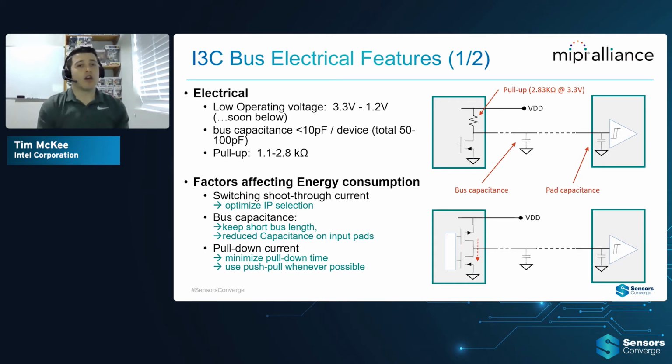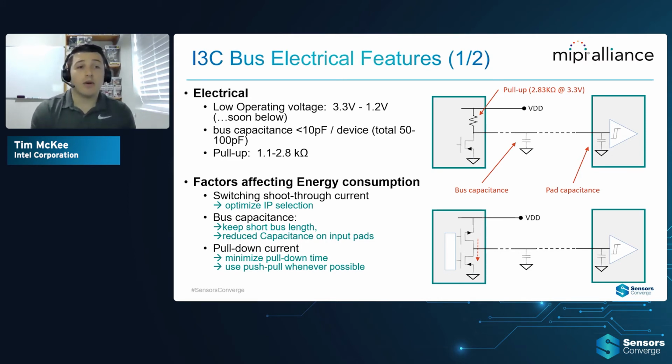So if we talk about some of these I3C bus electrical features, why is it so efficient? Why do we feel that this is great for the sensors ecosystem? Well, we support low operating voltages. Here you can see we have 3.3 to 1.2 volts. I mentioned earlier I3C Basic actually supports a 1.0 voltage operation as well. On top of that, low bus capacitance and pull-ups of between 1.1 and 2.8 kilo ohms.